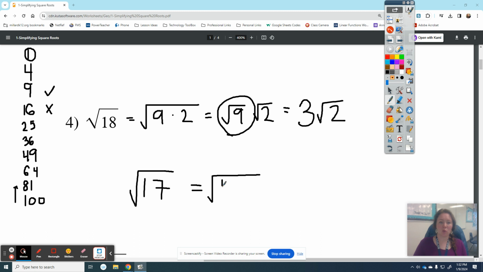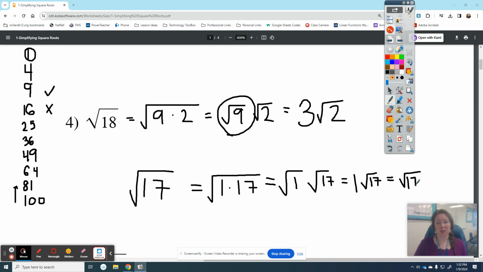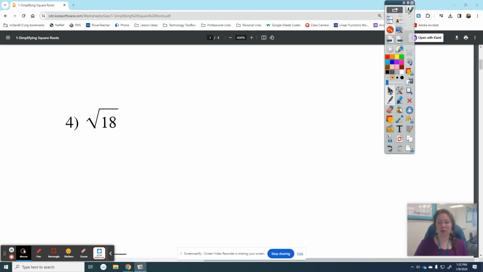We would change it to 1 times 17, because 17 divided by 1 is just 17. Then we would split that up into the square root of 1 times the square root of 17, and then the square root of 1 is just 1, so 1 times the square root of 17 is just the square root of 17. So you'll notice we did a whole bunch of work to just get the same answer. So if the only thing that works is 1 and nothing else does, then to simplify it, you just rewrite that same expression.